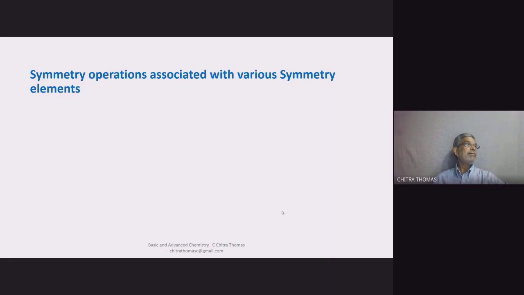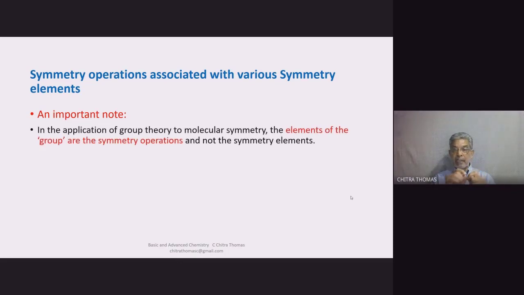Now, the symmetry operations associated with various symmetry elements. This is a very, very important aspect of this discussion of group theory. An important note: in the application of group theory to molecular symmetry, we use mathematical groups which have members. These members are called the elements of the group. These elements are different from the symmetry elements.